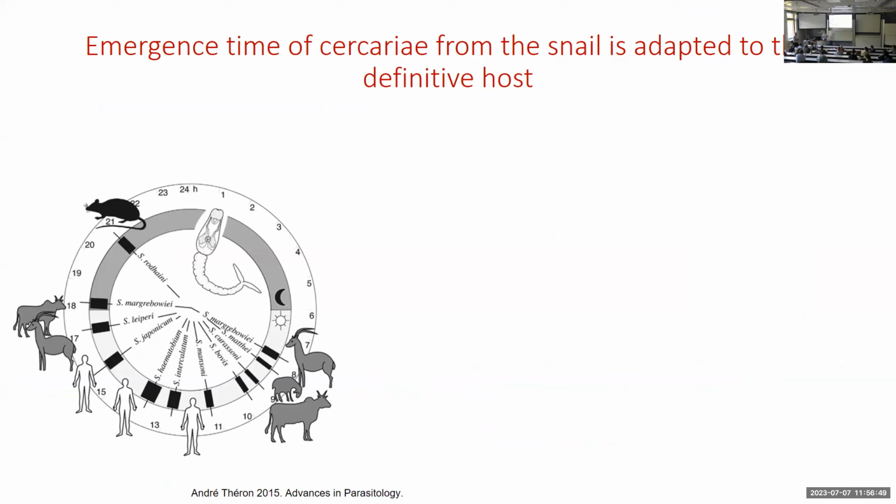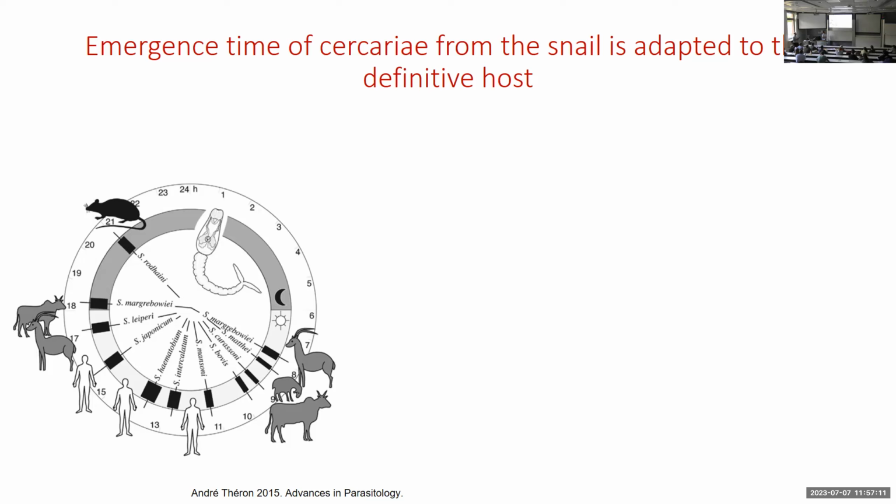the water body. So for instance, Schistosoma mansoni, which is the one that infects mostly humans and primates, emerges around 11, 12 during the day, whereas Rodhaini, which is the one that infects rodents, emerges only at night, because that's when the animals, the rodents, usually go to the lake.